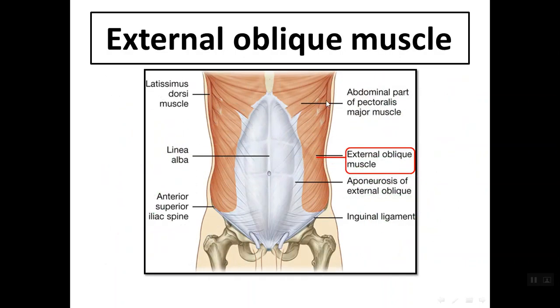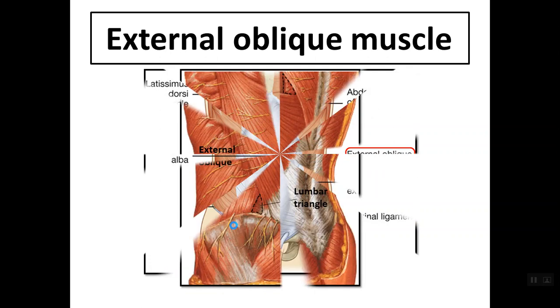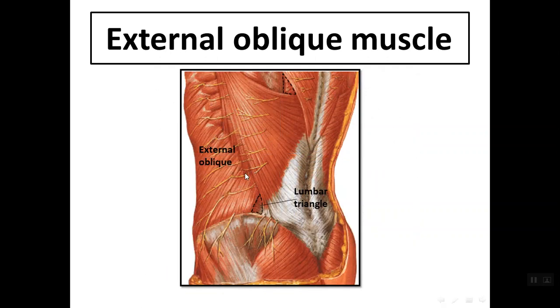This is the external oblique muscle, and we can see how medially it becomes aponeurotic, and it is inserted into the linea alba. Its lower end will be rolled. It will be rolled under, meaning it will curl on itself. Its posterior border is free, not attached.